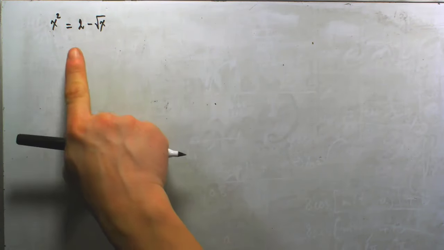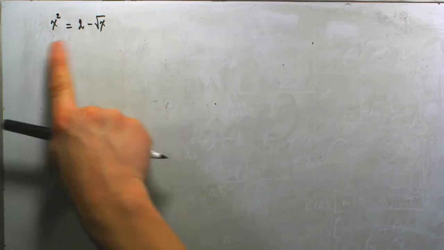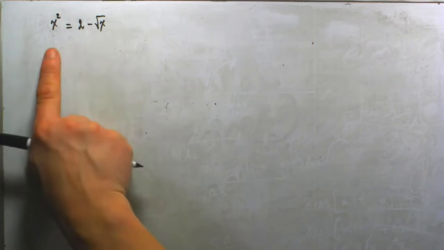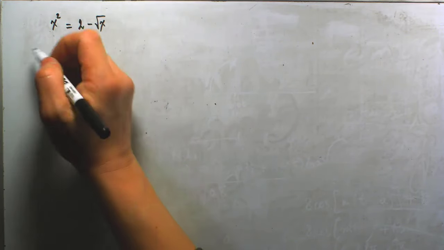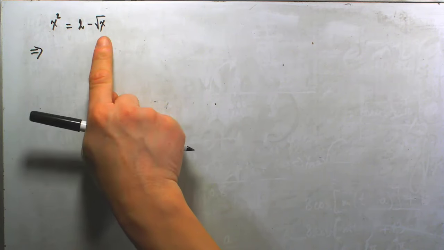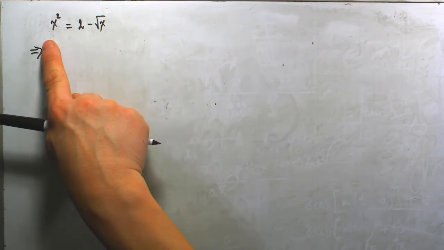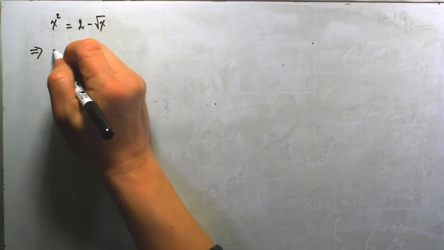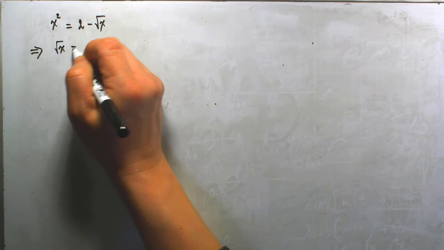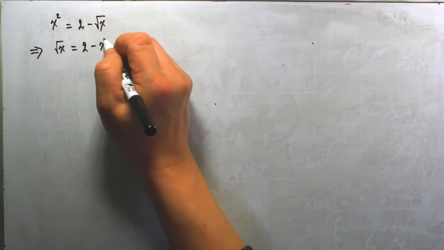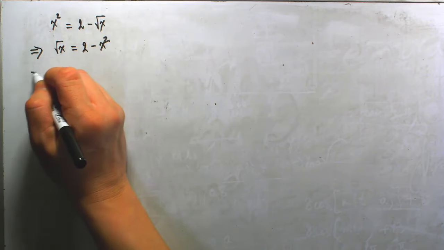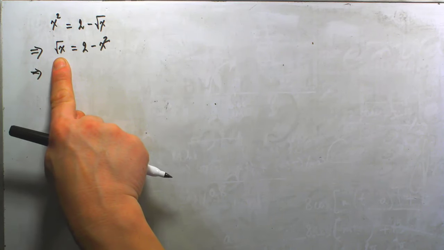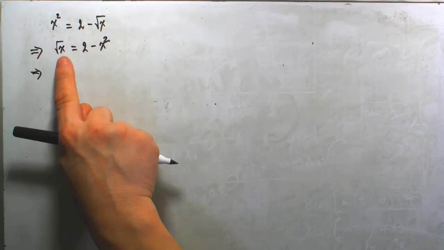Okay, and so for this equation here, to solve for the value of x algebraically, one way of solving this is to rearrange the equation. I'm going to move that minus square root x term to the opposite side and bring that x squared term to the right hand side. So we're looking at square root of x equals 2 minus x squared. And then the next step, we can square both sides as a standard step to get rid of the square root on this side of the equation.